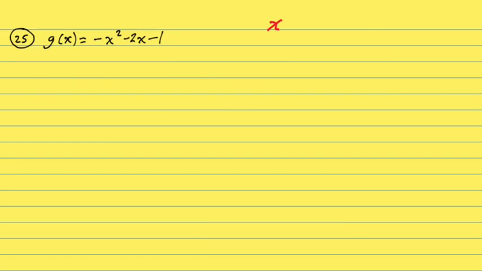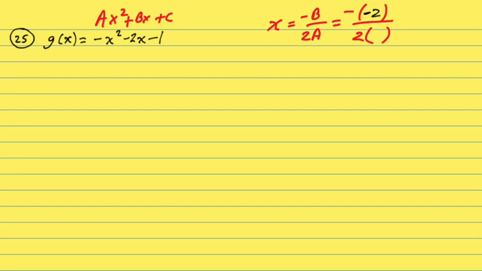25, we're going to again do x equals -b over 2a. b in this case is, again, ax squared plus bx plus c. b is a -2. A is a -1. So you get 2 over -2, I think. That makes it into a -1 for your vertex.